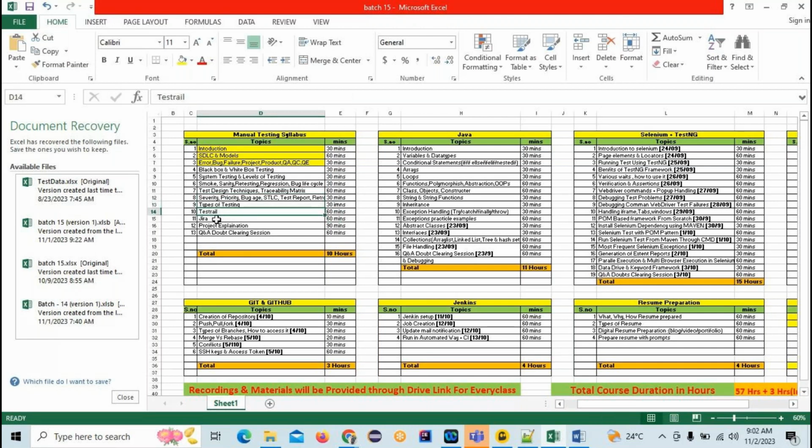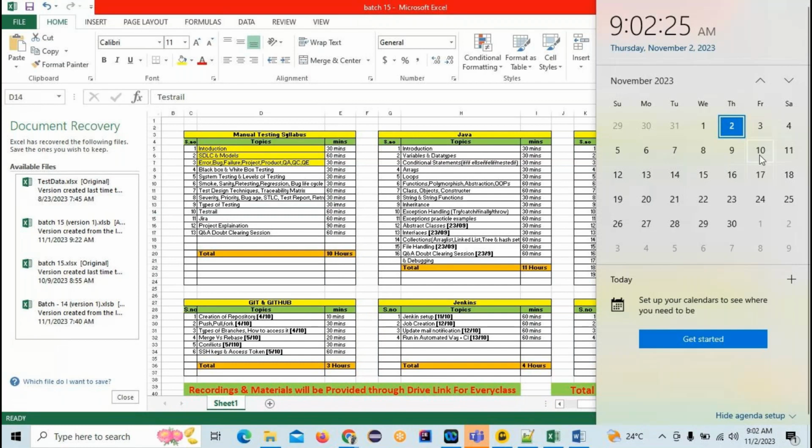Am I correct? This Monday or next Monday? It seems that Monday is Diwali. It's the following Monday. I'm talking about from this Monday to that Monday, right? So here Monday is the 13th. The 13th is Diwali, it seems. If you guys are okay, we'll take class on the 13th. If you are not okay, I will give a holiday on that day. I don't have any issue taking a class on the Monday.